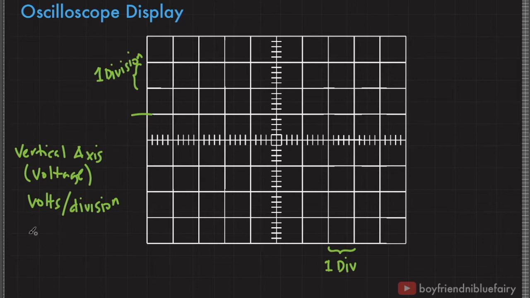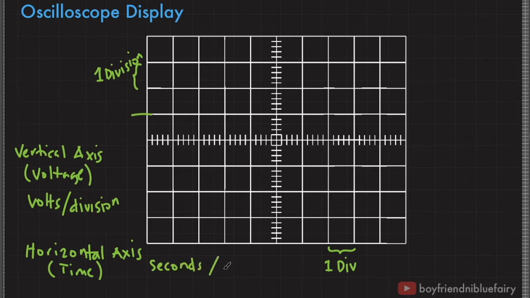Similarly, when it comes to the horizontal axis, recall that the horizontal axis refers to time. Along the horizontal axis, the scale is set to seconds per division.